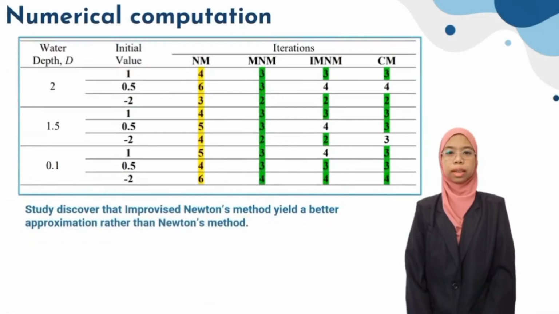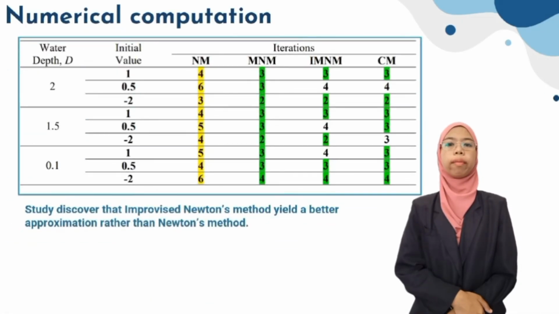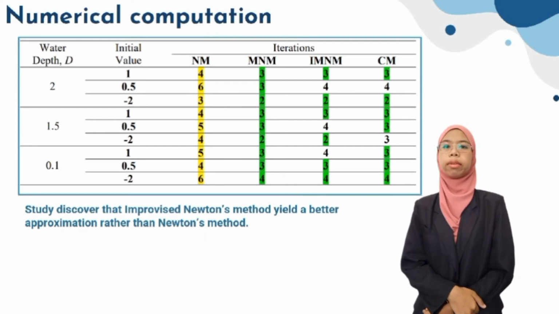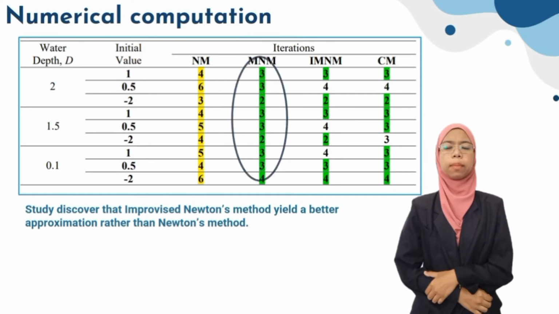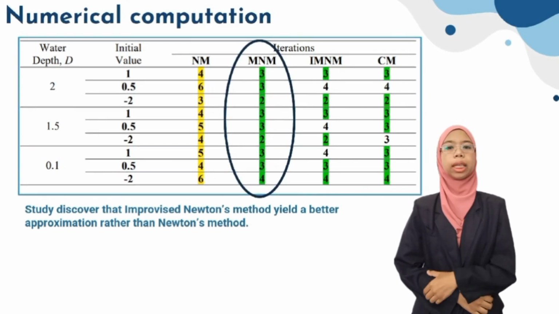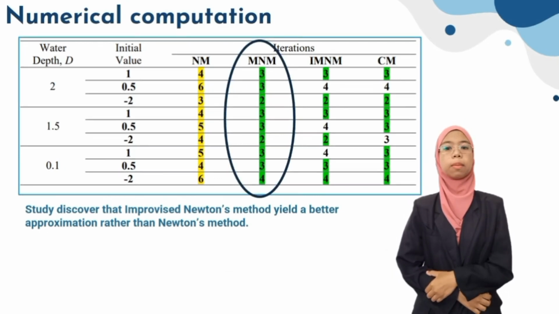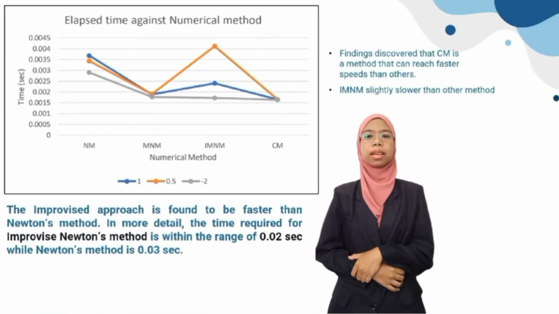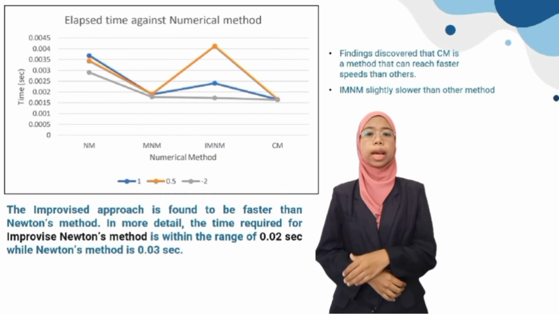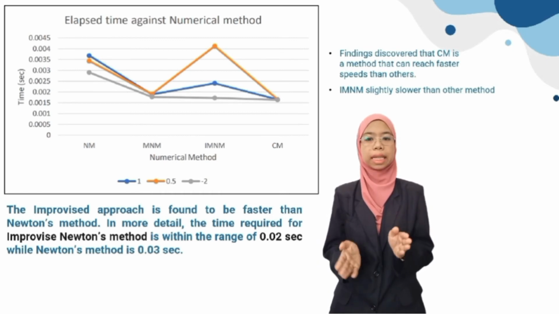Moving to the numerical process, the study discovered that the improvised Newton method yields better approximation than the Newton method. If all improvised Newton methods are compared, the study shows that the midpoint Newton method requires fewer iterations than the improvised midpoint Newton method and the Chebyshev method. Therefore, this research is extended by analyzing the time needed for each method to converge on the actual root. The improvised approach is found to be faster than the Newton method.